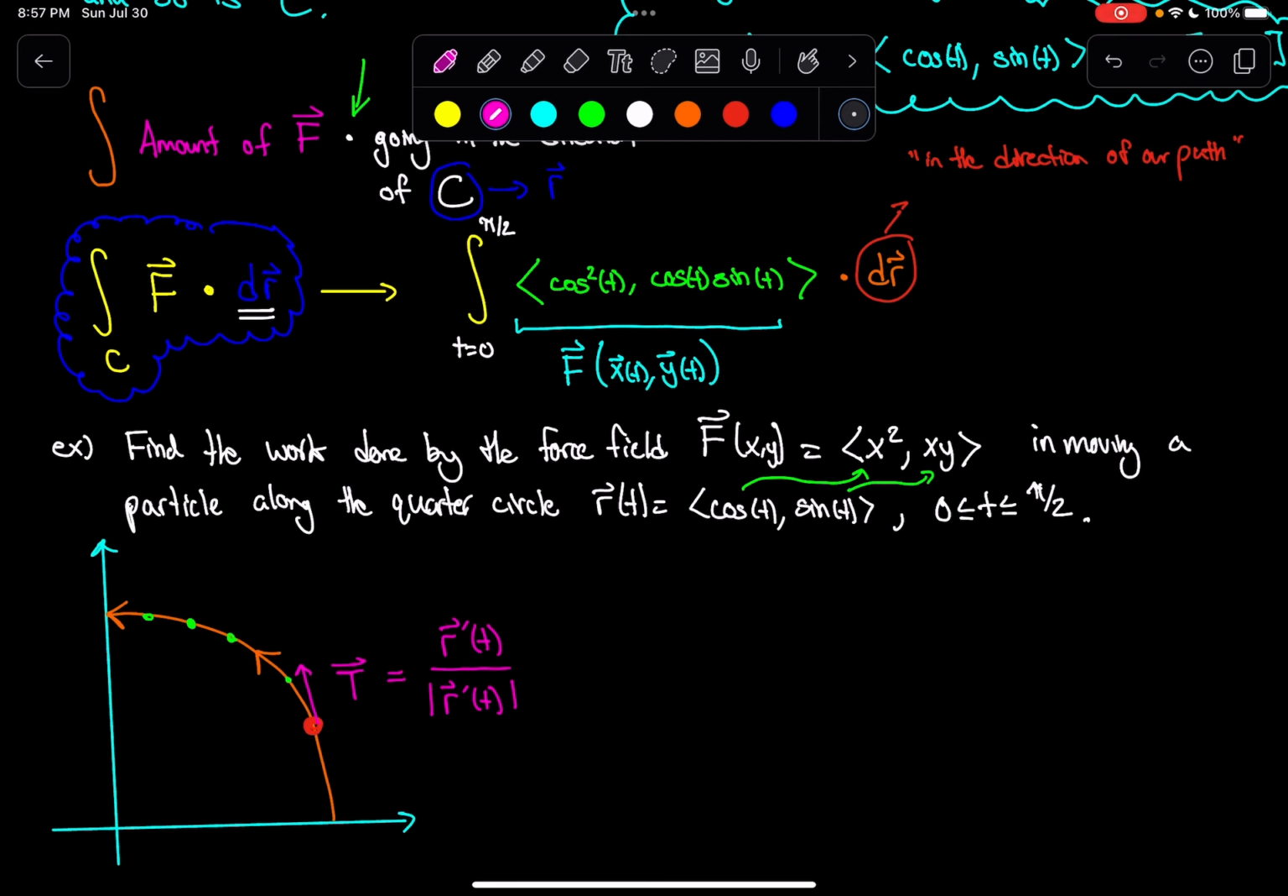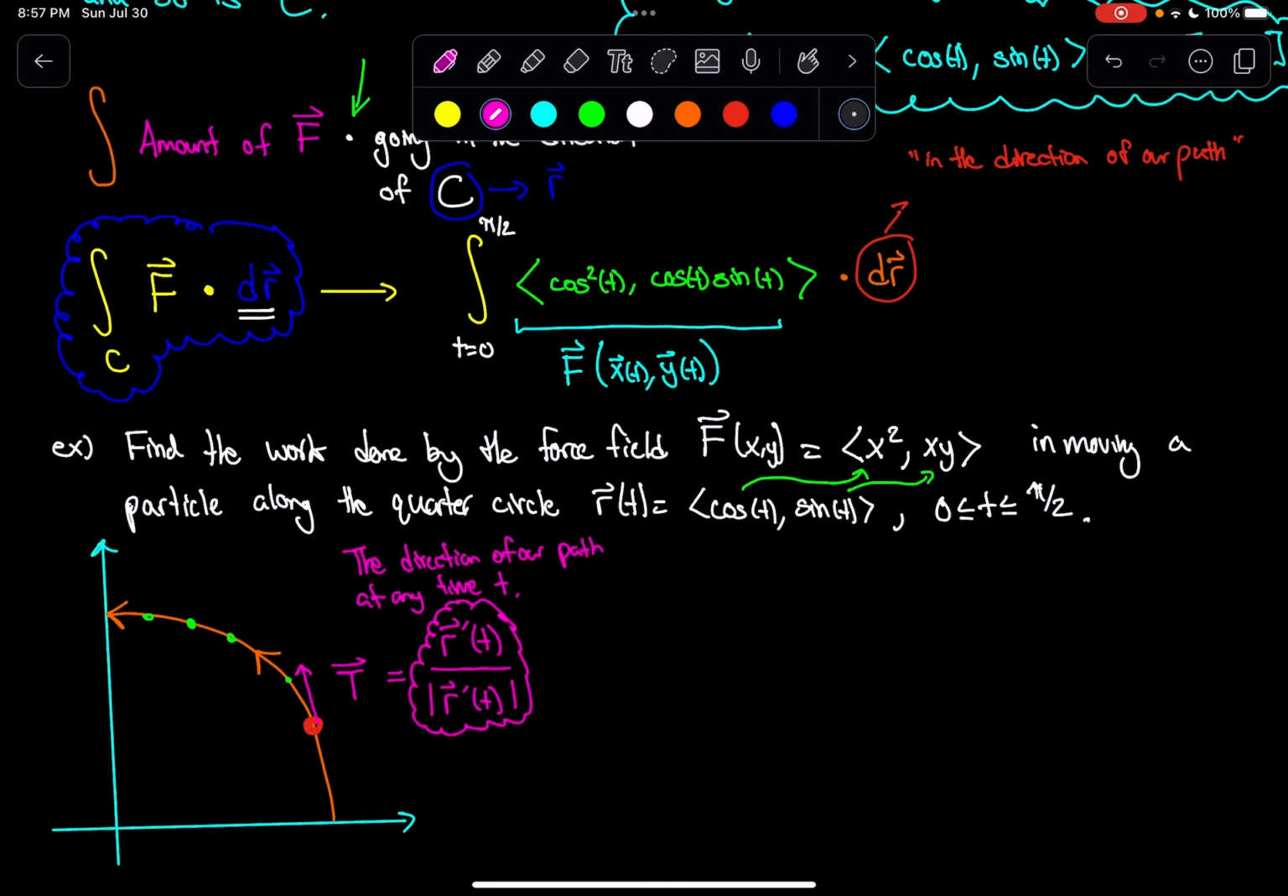So the unit tangent vector, this whole idea of going in the direction of our path, this right here represents the direction of our path at any time t. That's what that represents.